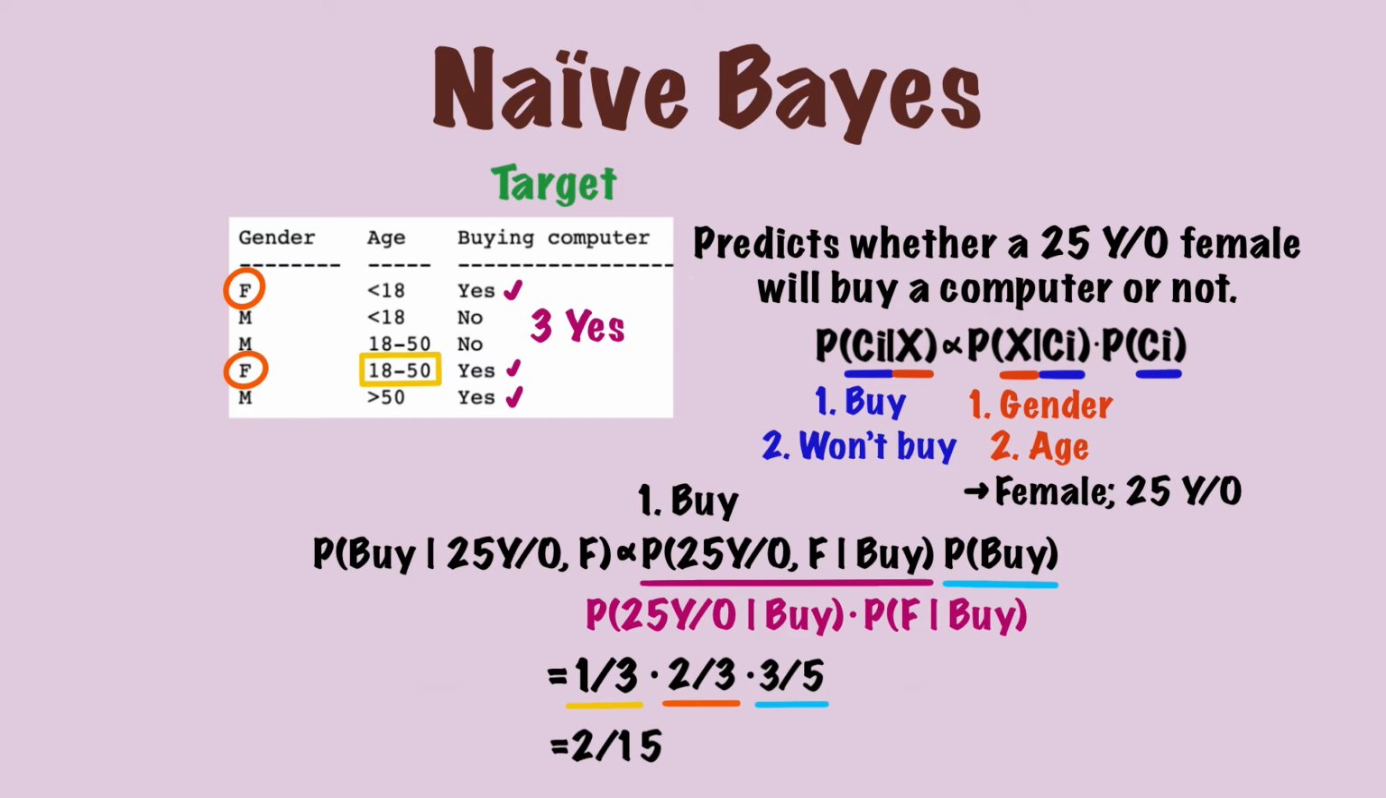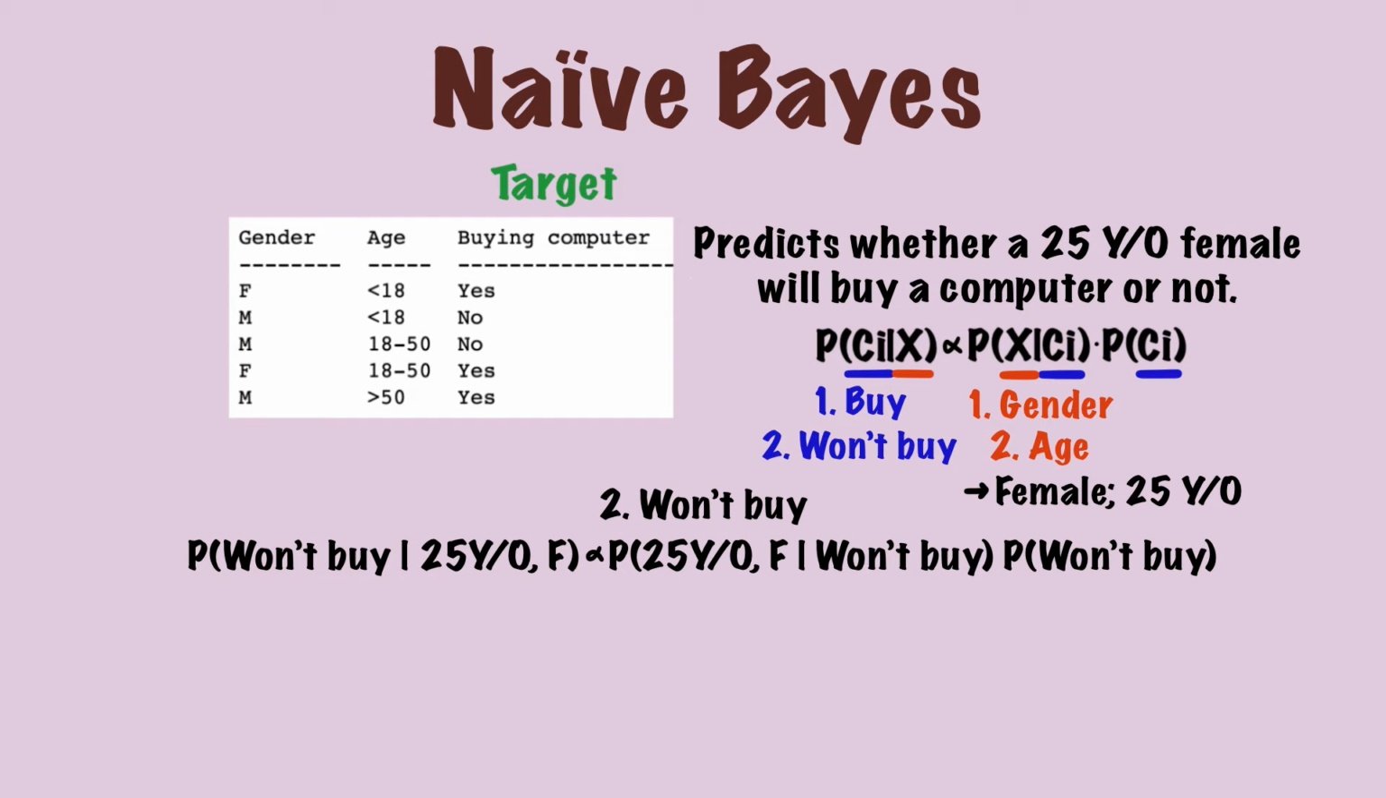Therefore, the conditional probability is in proportion to 2/15. That is, given the subject is a 25-year-old female, her probability to buy a computer is in proportion to 2/15. Next, we deal with the class won't buy computer. The formula is the same as before. We just replace buying computer with won't buy computer.